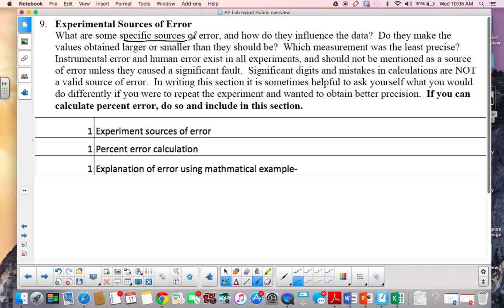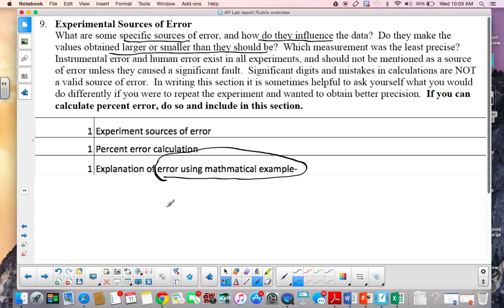Number 9, experimental sources of error. You always want to think about error. How did error influence the data? How did it make the value larger or smaller than it should be? This is the example of what we call a mathematical example of error. They ask you on the AP to describe a mathematical example of error.